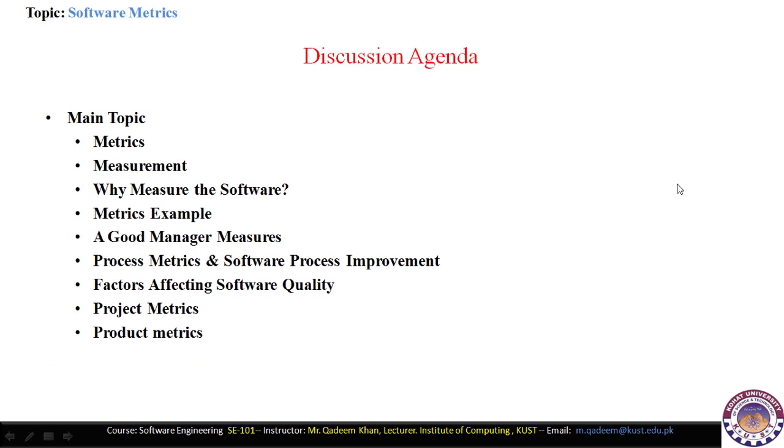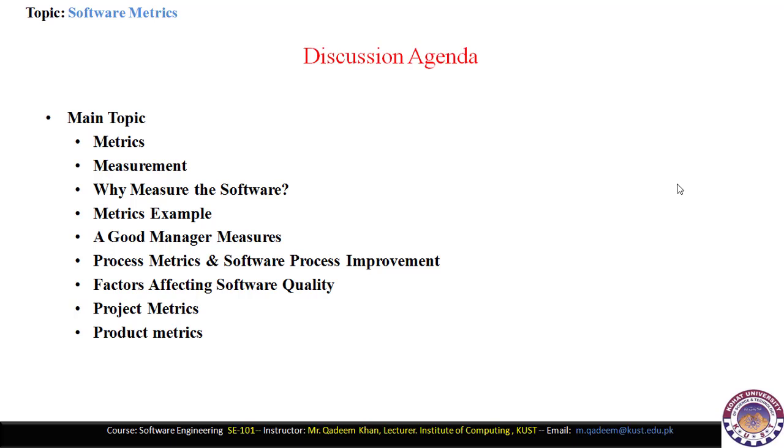Now this is the discussion agenda. It contains the topics of the metrics. Then we have the measurement techniques, why we perform the measurements. Then we have different examples of the metrics. Then we have good managerial measurements, that is how a good manager performs different measurements for successful projects. Then we have process metrics and software process improvement metrics. Here we will discuss how a metric improves the process of software development.